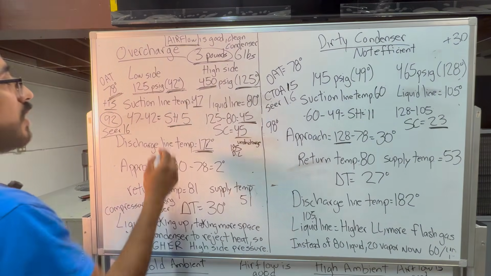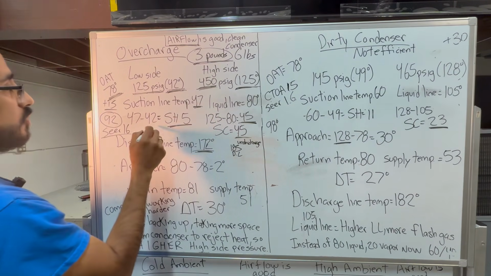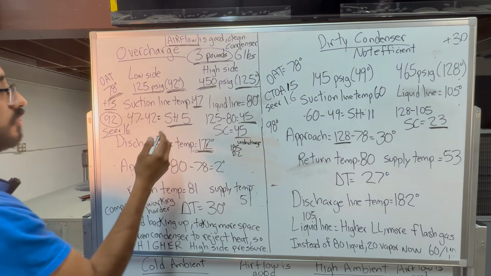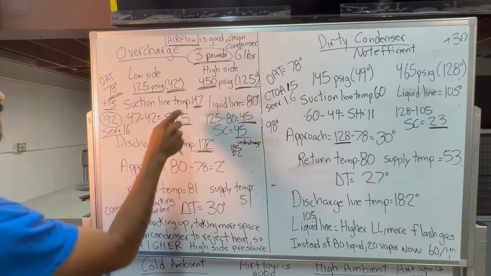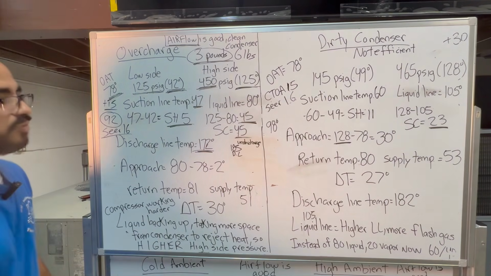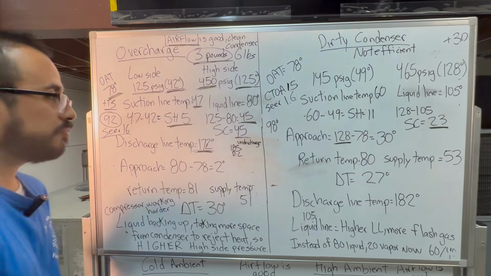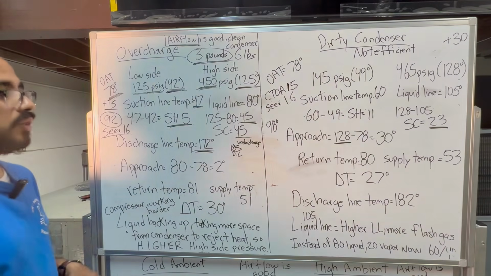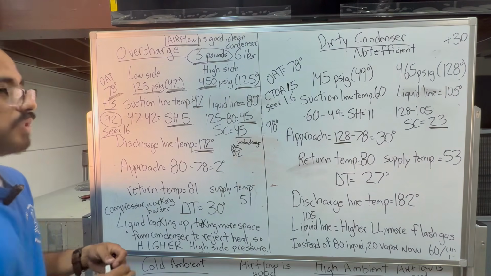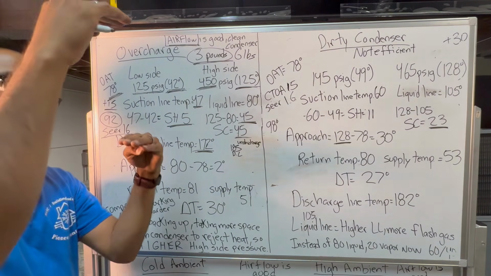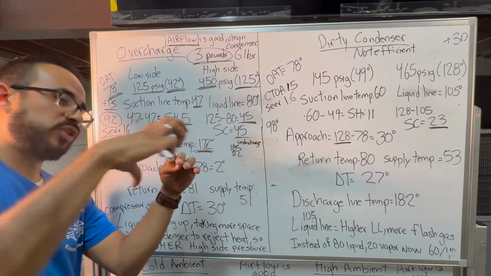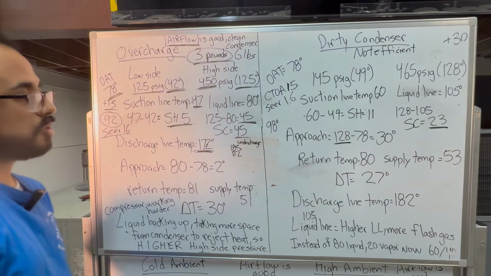So let's get our superheat: suction line temperature, 47 minus 42. Superheat is 5, right? Subtract 47, 42, 5. So the TXV was trying to do its job. It could have been that it had a lot of refrigerant going through, because remember your higher pressure. So all this higher pressure is going to be pushing all that to the low side of the system.